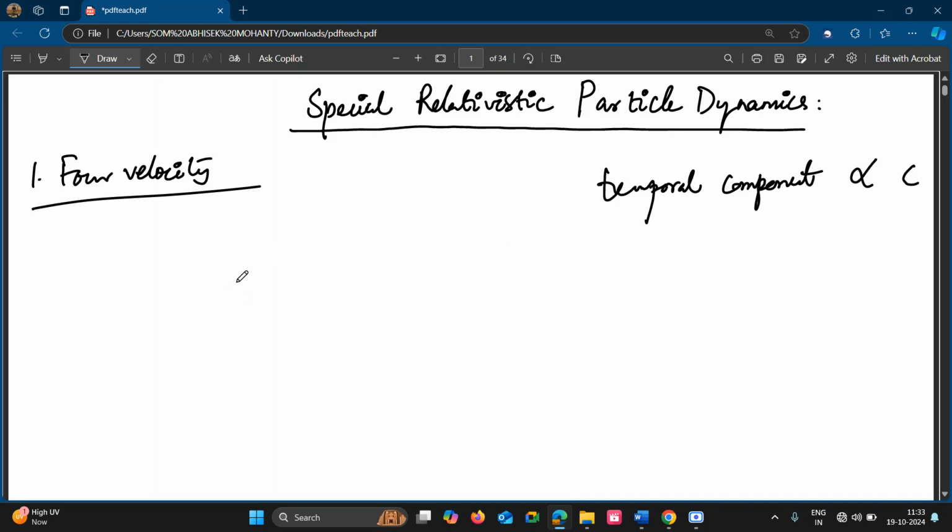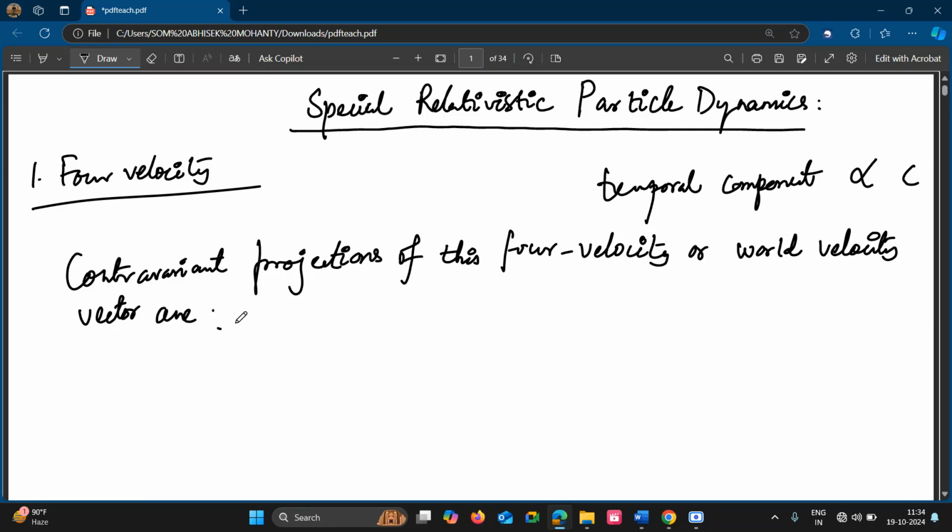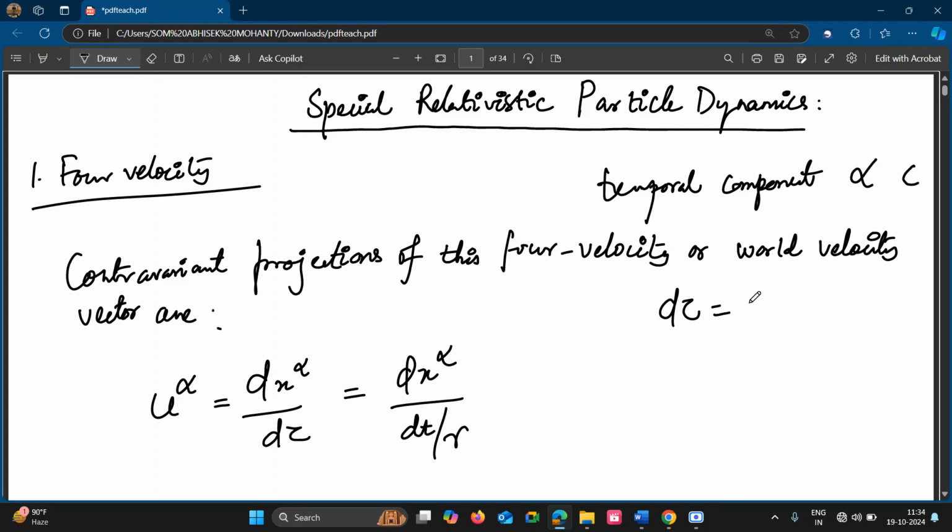So the contravariant projections of this four velocity, which is also called the world velocity vector, we can write as u contravariant alpha equal to dx alpha divided by d tau, which can also be written as dx alpha divided by dt by gamma. So d tau is your time dilation kind of thing.